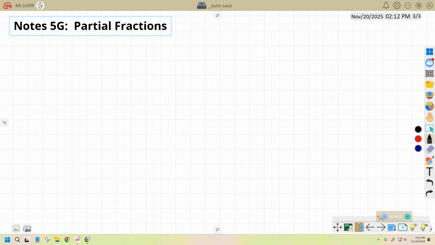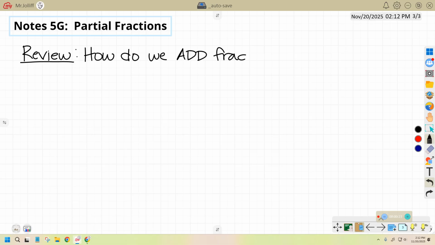We're going to start with hopefully a question that we can answer, because it is review. So, first question, how do we add fractions? I want to add 1/4 and 2/5.